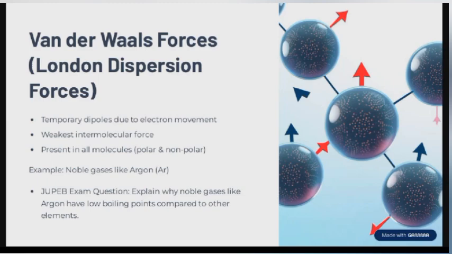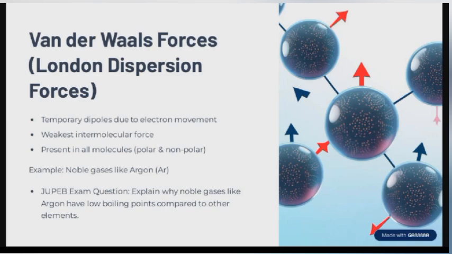A dipole is a scenario where you have oppositely charged ends on a particular molecule. One of its ends is positive, the other end is negative. Once you cause that kind of difference in charge, you've created a dipole, one positive end and one negative end. So is it clear? Yes, sir. Thank you, sir.